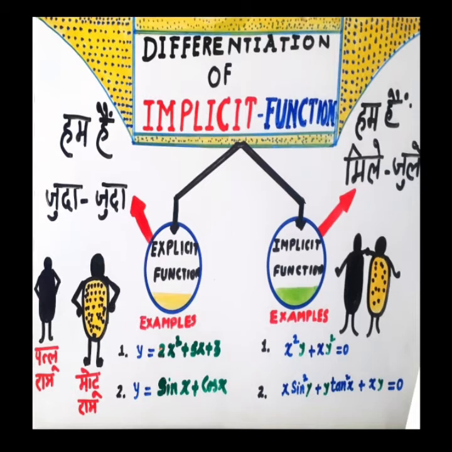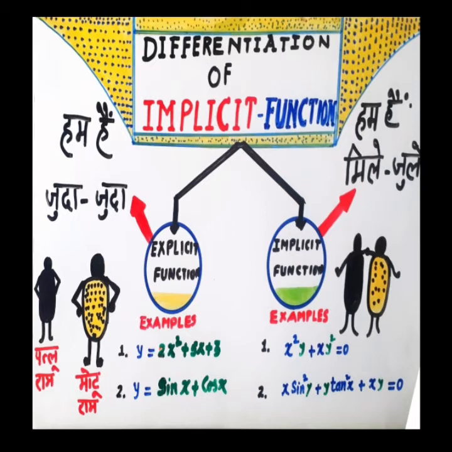With the help of this, you will come to know that there is another case when Motu and Patlu are together. So they are mile jule. That is called implicit. Implicit means mile jule. The x and y terms are together, on the same side. Whereas in the explicit case they were separate. In the implicit case, the x and y terms are together. These are called implicit functions.